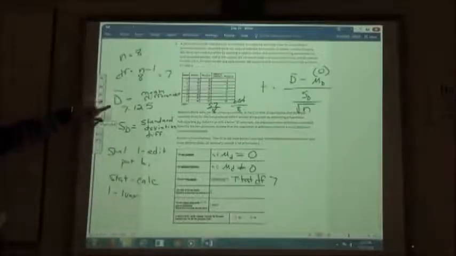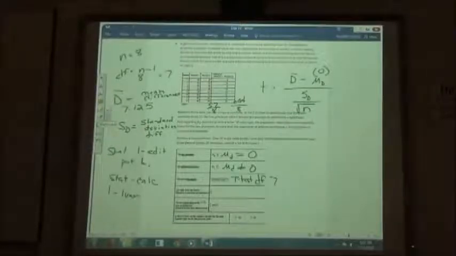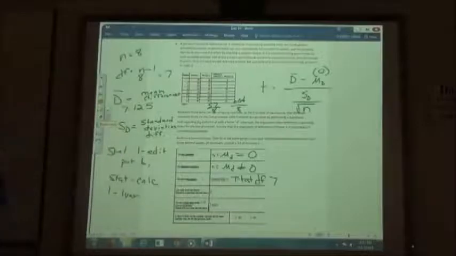Your mean, which is your X bar on your calculator, should be the 7.125 we already figured out doing the long way, the manual way. Standard deviation, if you look on there, you want the one with the S. What do you get for your value for your standard deviation?